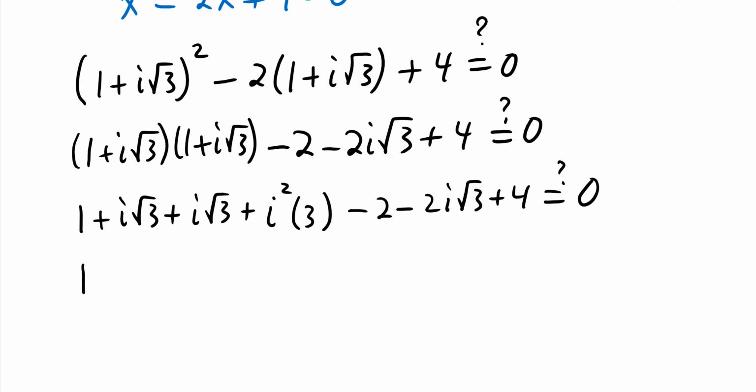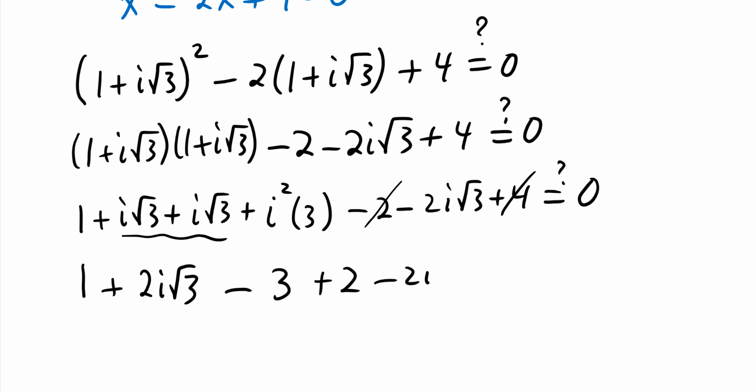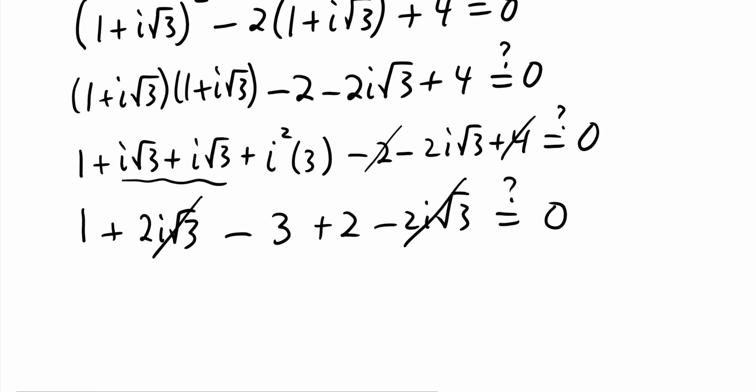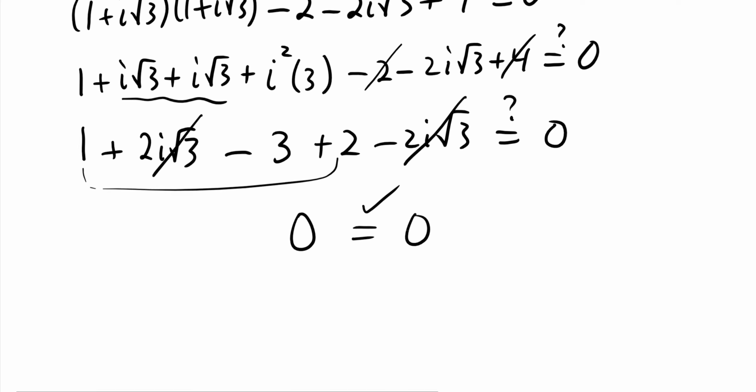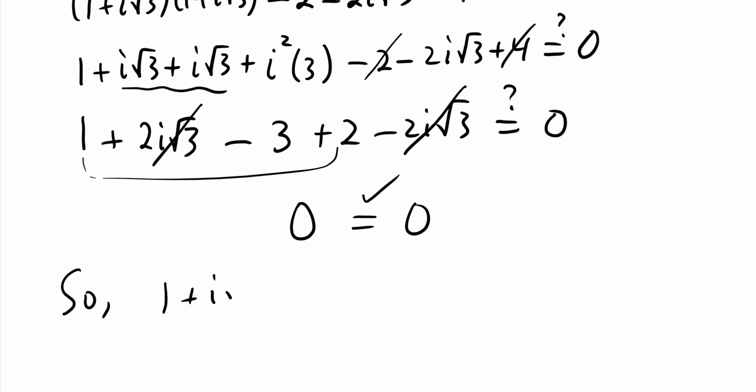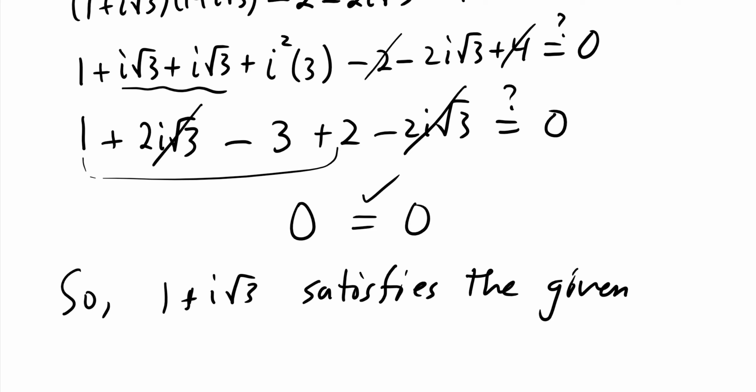Well, let's see. This stays the same. Here, 2 copies, identical ones, so that becomes 2i root 3. The i squared is negative 1, that becomes minus 3. This and this combine to 2, and 2i root 3. Is that going to be 0 or not? Notice this cancels. And what we get? 1 plus 2 is 3, minus 3 is 0. So 0 equals 0. So yes, we can say that 1 plus i root 3 satisfies the given equation. Means it's a root of that equation.